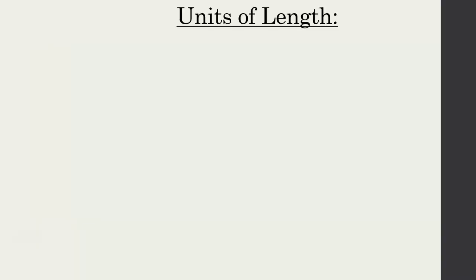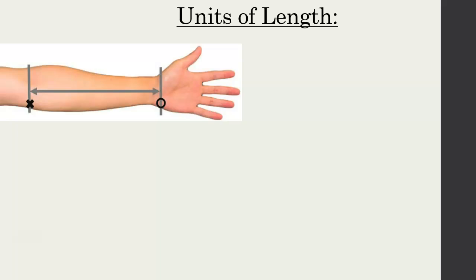So, units of length. What do I mean by units of length? Well, length is how long something is, and units are just a way of measuring how long something is. I'll give you a few examples just to explain what I mean. This length here, from your elbow to the base of the palm of your hand, is what we call a foot. It's roughly, for most people, around a foot.